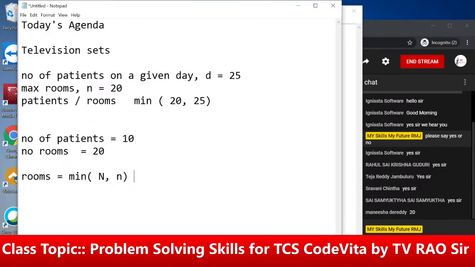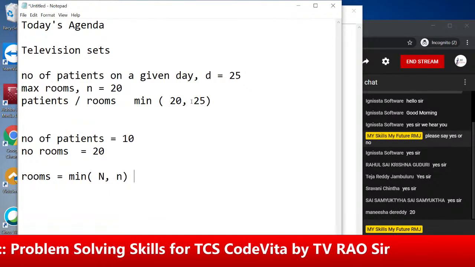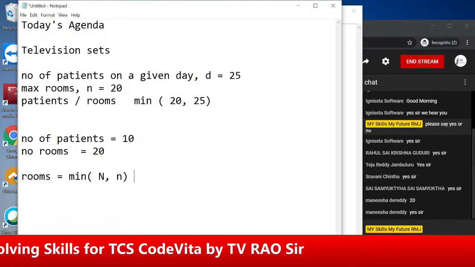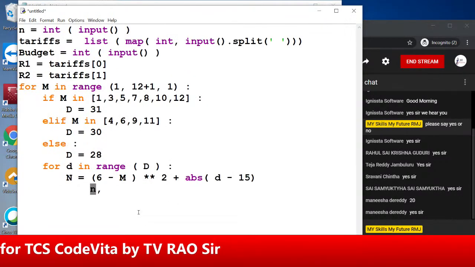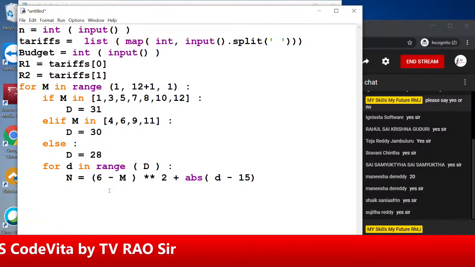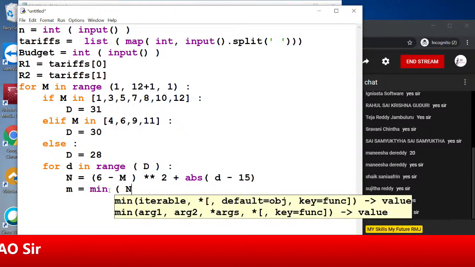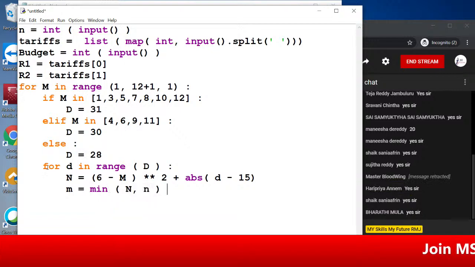Okay. So whichever is minimum. Here rooms and patients. Here patients is less. Here rooms are less. So we take the lesser one. Okay. So I did the same. What I did is let M be the number of rooms occupied. This is the minimum of the total number of patients who come to the hospital and the number of rooms available. Okay.